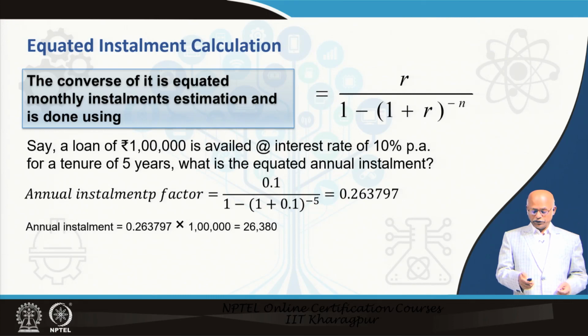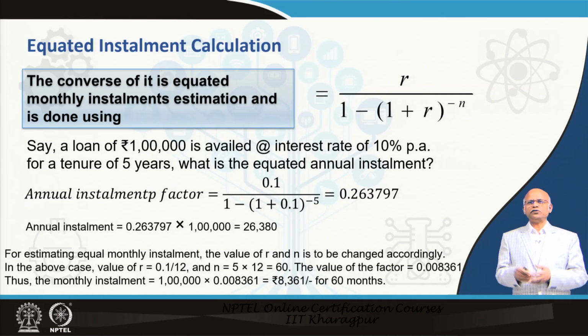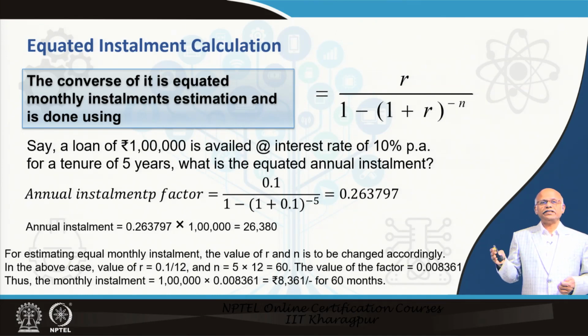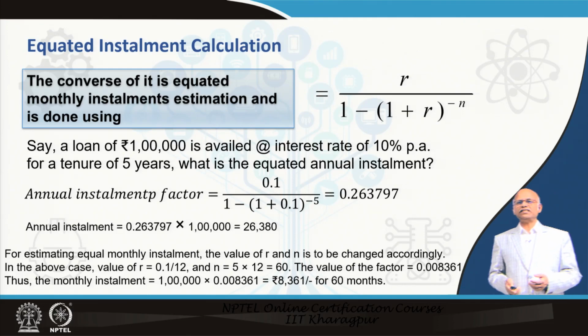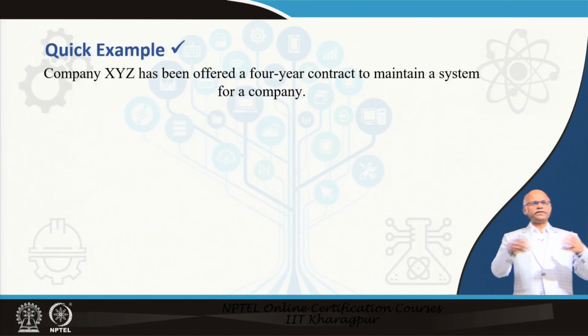So, it is going to be R is equal to 0.1 divided by 12, N is equal to 60, and the value factor comes to be 0.008361, multiply that with 1 lakh, you have 8,361, that is the equal monthly installment you have to pay, so as to repay 1 lakh rupees completely along with interest.